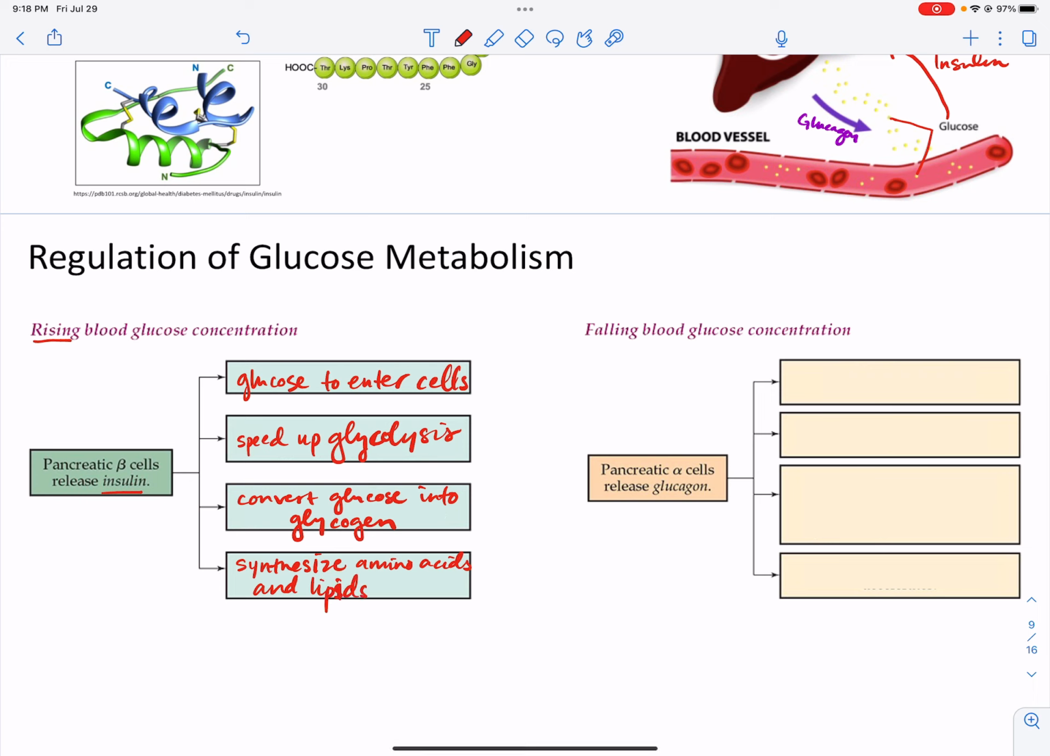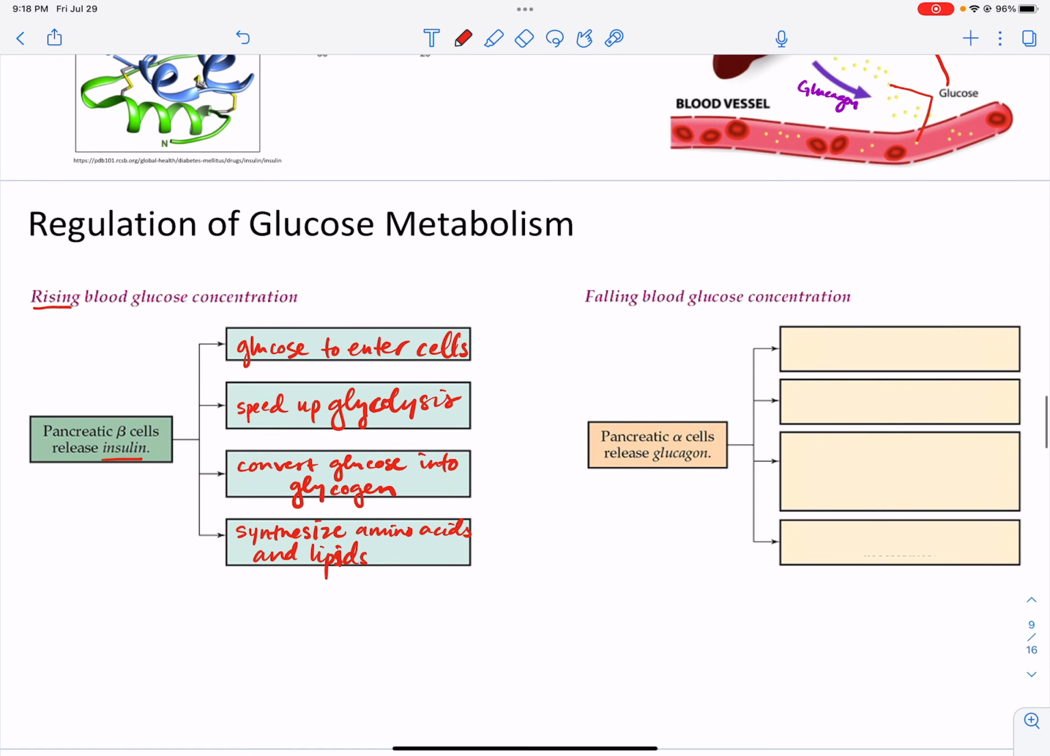Okay, so it'll just take any extra glucose and use it to synthesize these non-carbohydrate biological molecules. All right, so those are the things insulin does. So glucagon is the opposite of that. When we have a falling blood glucose concentration, so our blood glucose is becoming too low, now glucagon is going to respond. And it's going to do some opposite things.